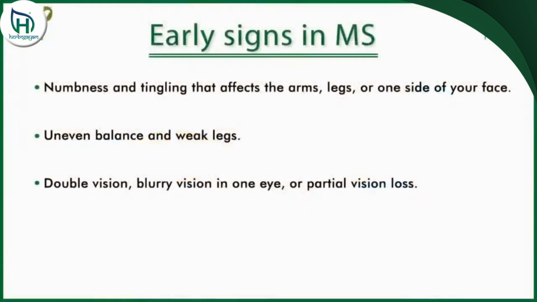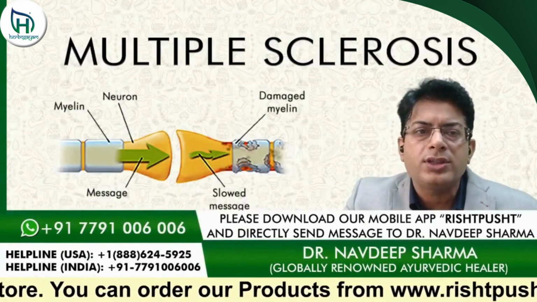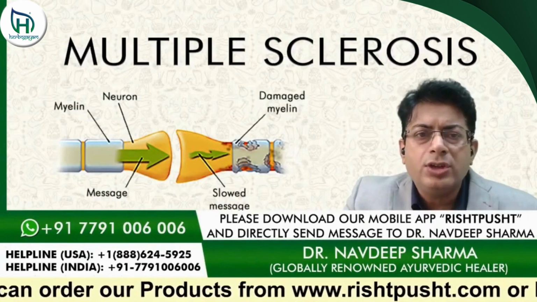In a patient suffering from multiple sclerosis, symptoms include numbness and tingling that affects the arm, legs or one side of the face, uneven balance and weak legs. A very important one is double vision, blurry vision in one eye or partial vision loss. Such is the intensity of the disease that it can also cause partial vision loss.